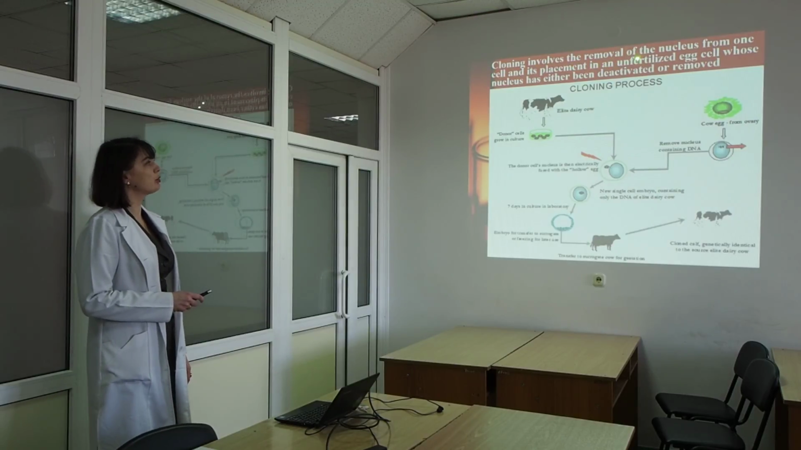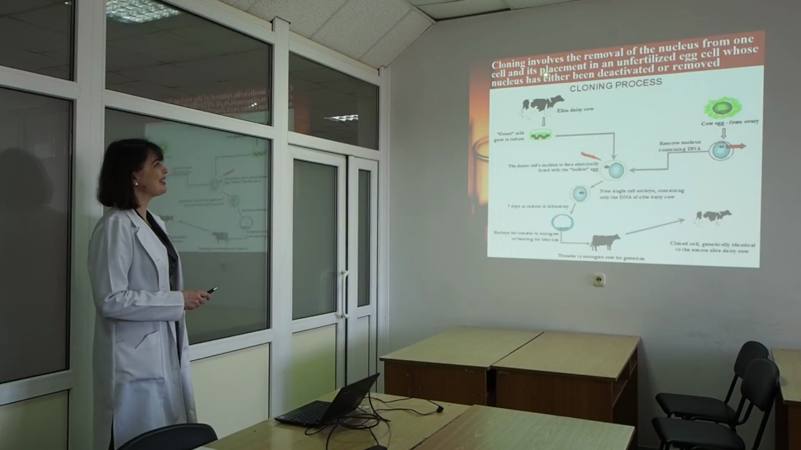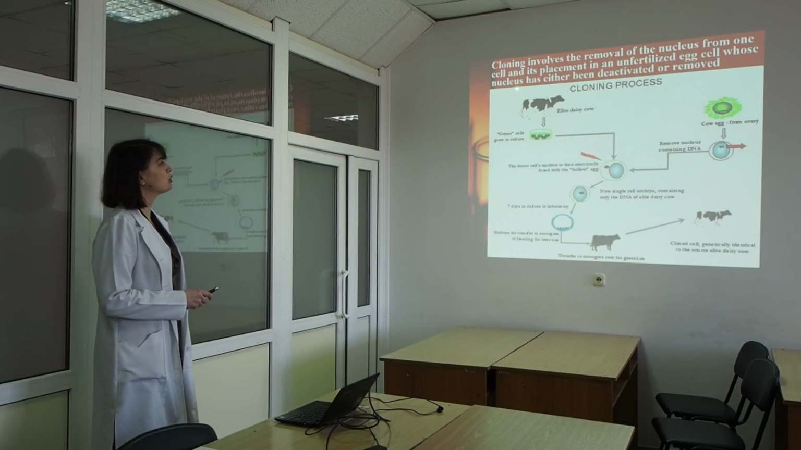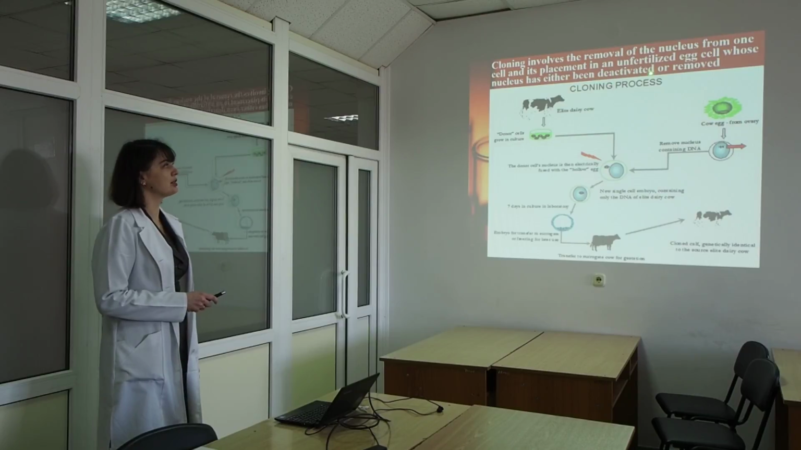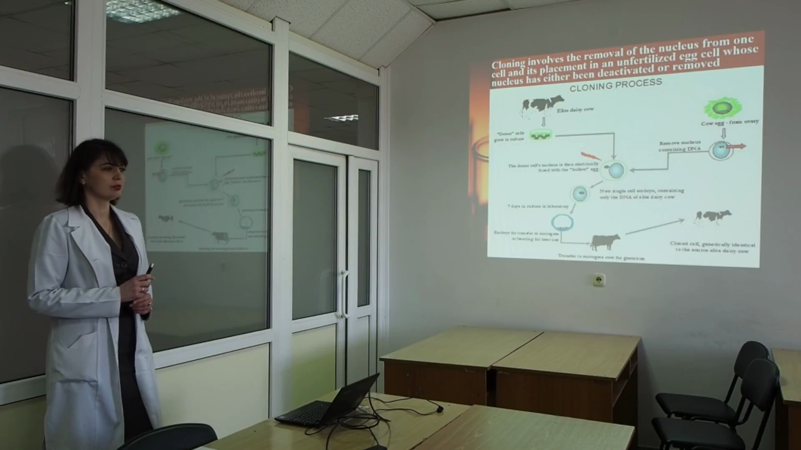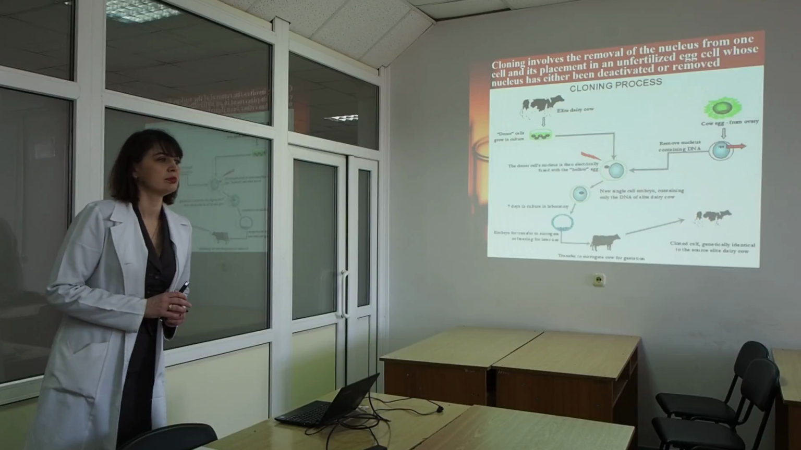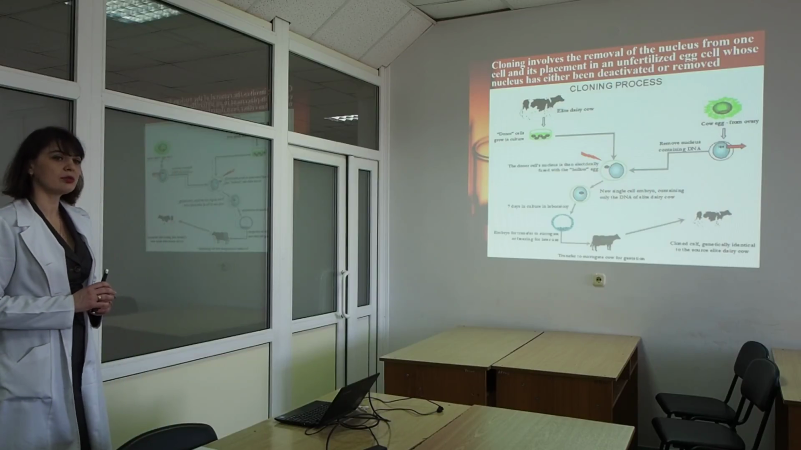Cloning involves the removal of nucleus from one cell and its placement into an unfertilized egg cell whose nucleus has either been deactivated or removed. How does it look like? We will see now.